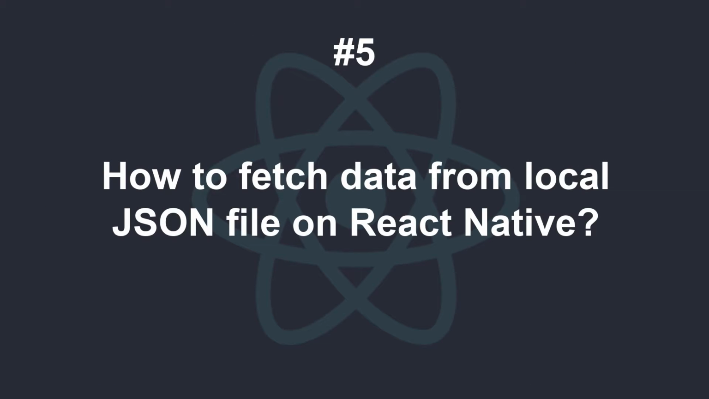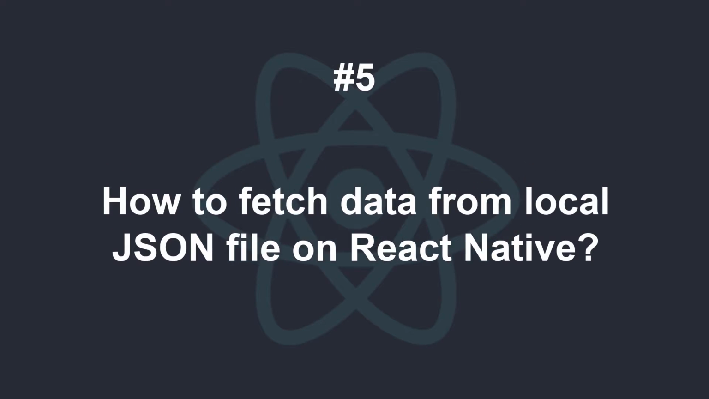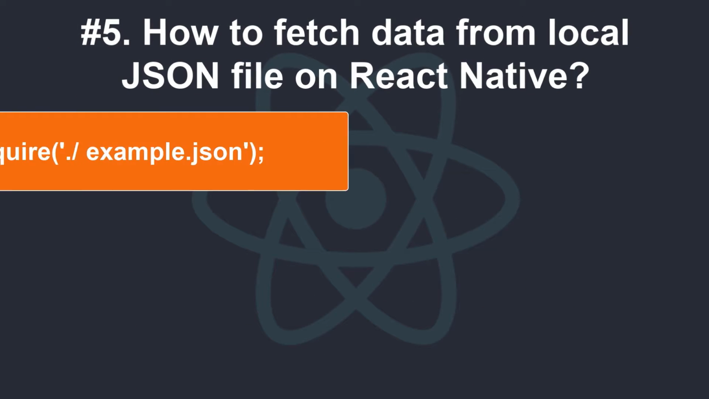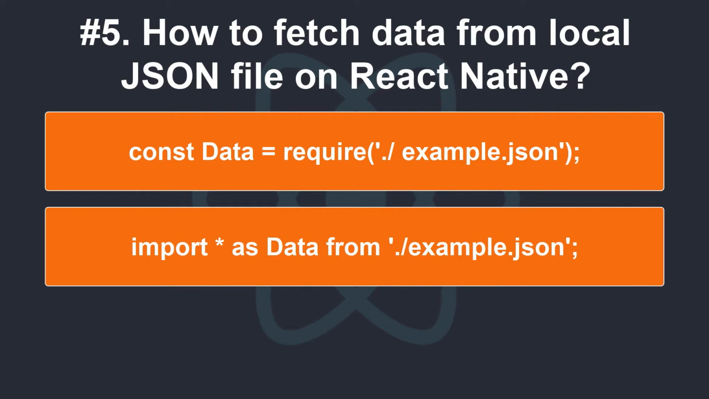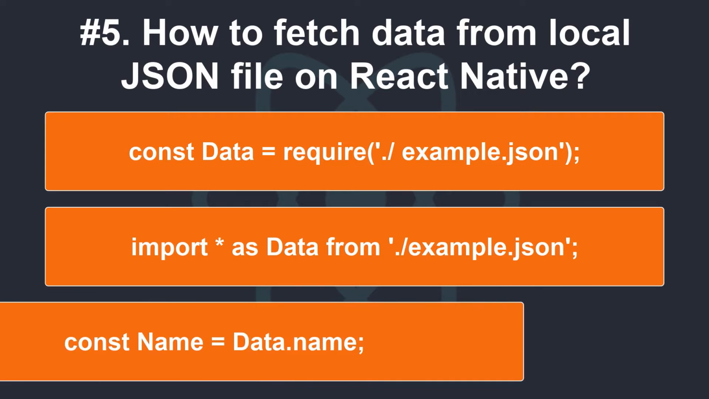How to fetch data from a local JSON file on React Native? You can use require like this, or you can import directly in ES6 like this, and then access data like a normal JS object.